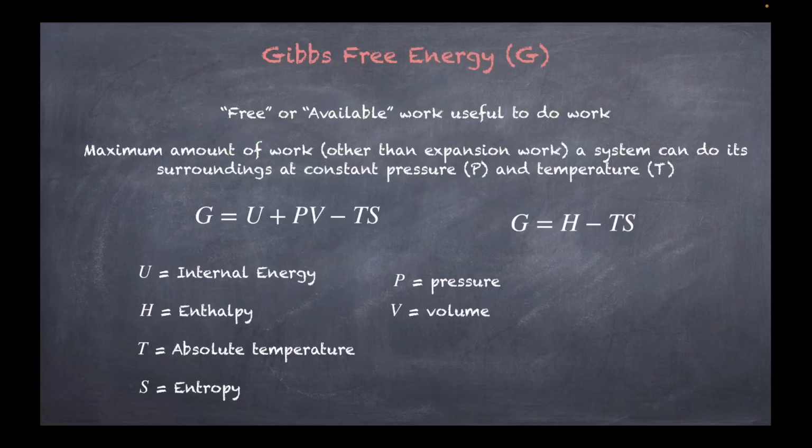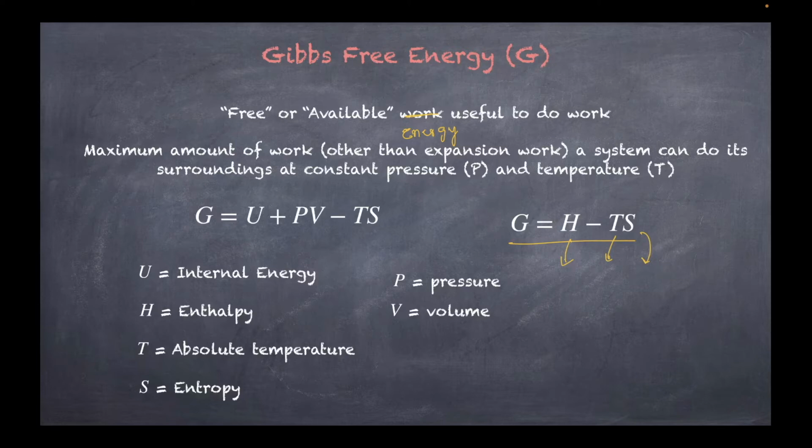Now first let's understand the basic concept of Gibbs free energy. Now here free or available energy means energy which is useful to do work. That means the maximum amount of work other than expansion work a system can do in a reversible process at constant temperature and pressure. Now we can write down the expression of Gibbs free energy as G equal to H minus TS, where H is the enthalpy, T is the absolute temperature, S is the entropy.